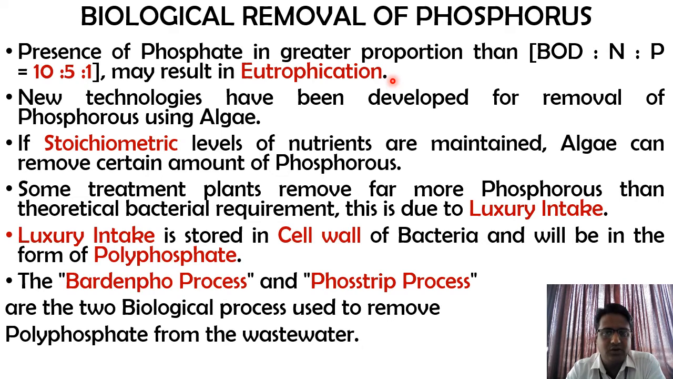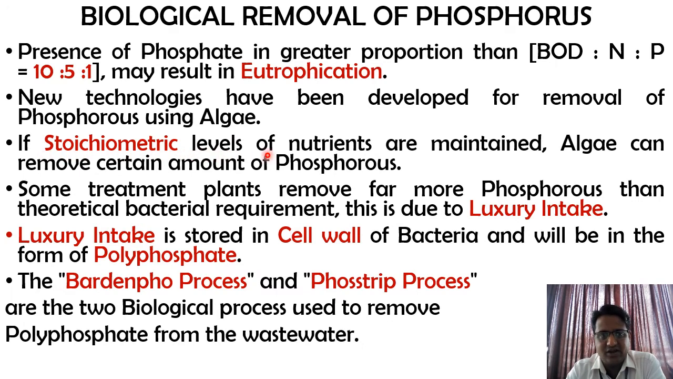To go in depth, that is 1 part of phosphorus, 5 parts of nitrogen, and 10 parts of biological oxygen demand. So here you can check out, compared to the BOD and nitrogen, the phosphorus concentration is quite less, or else it causes the eutrophication process. So among these three parameters, phosphate has the least concentration required to cause the eutrophication of water. New technologies have been developed for removal of phosphorus using algae.